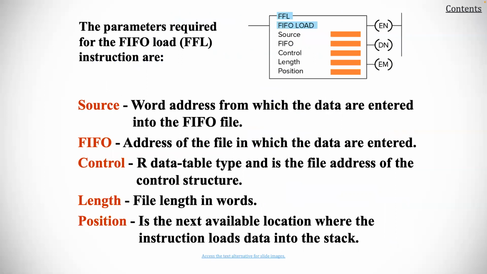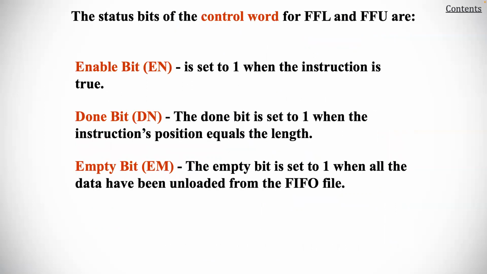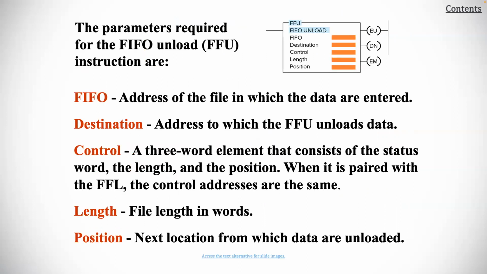So the parameters required for the FIFO load FFL instruction are you need to have a source, the FIFO address, the control, the length, and the position. All those things need to be included. The status bits for the FFL and FFU are the enable bit, the done bit, and the empty bit. The parameters required for the FFU unload are FIFO, destination, control, length, and position. So those are similar to the FFL.